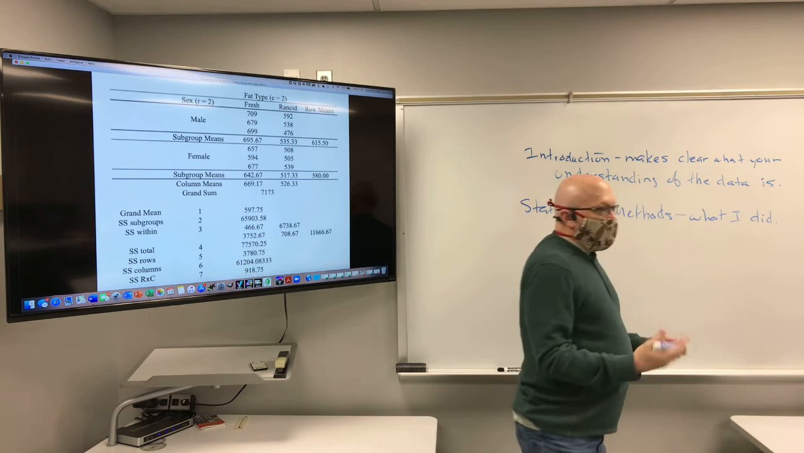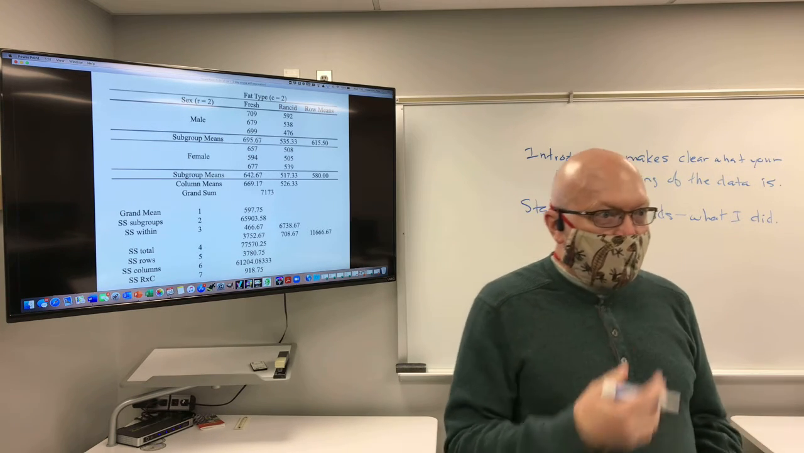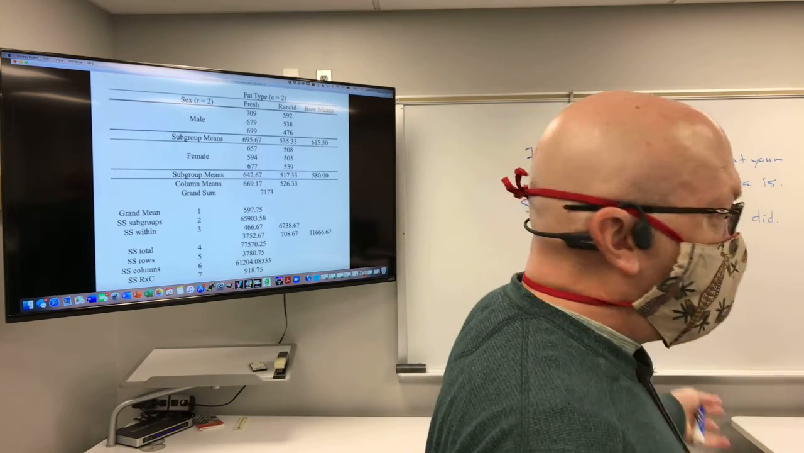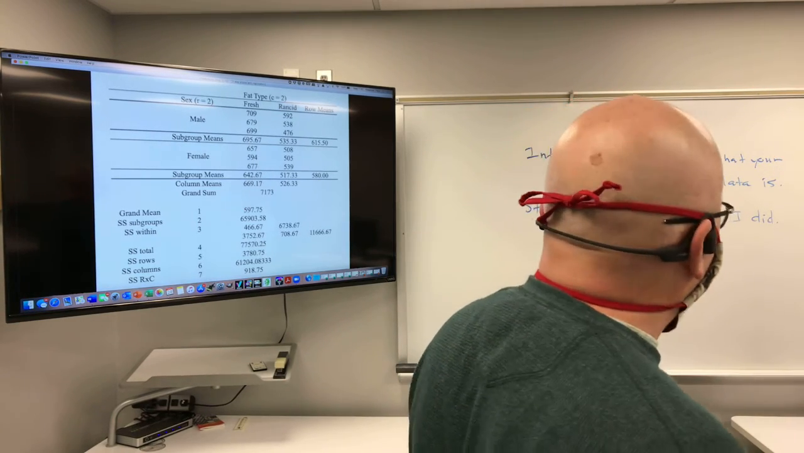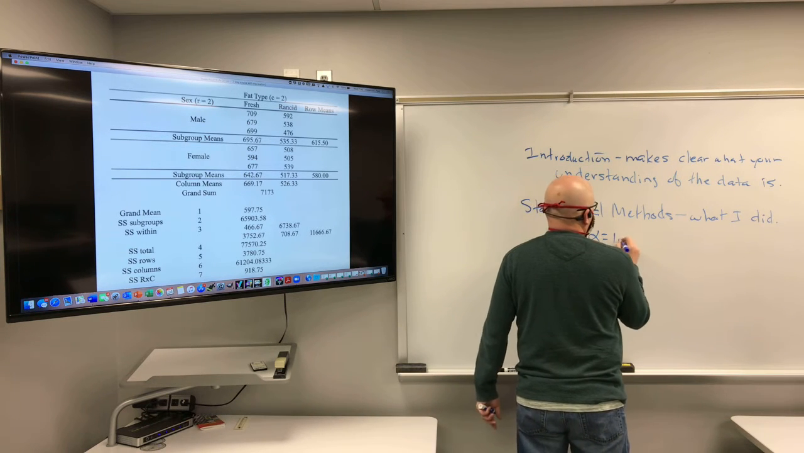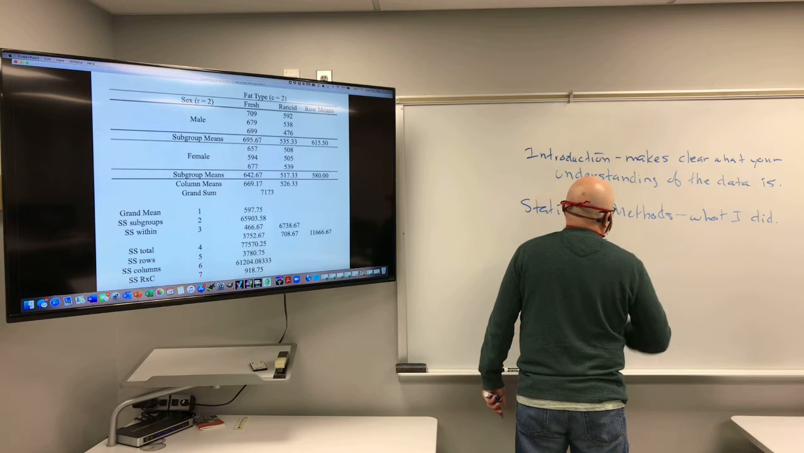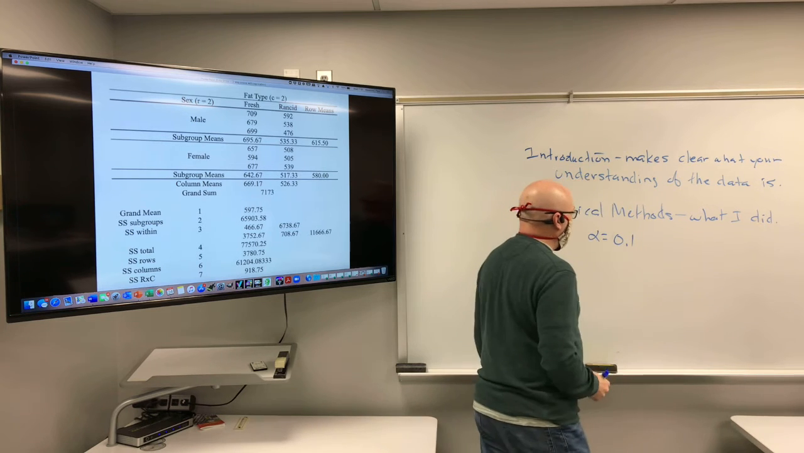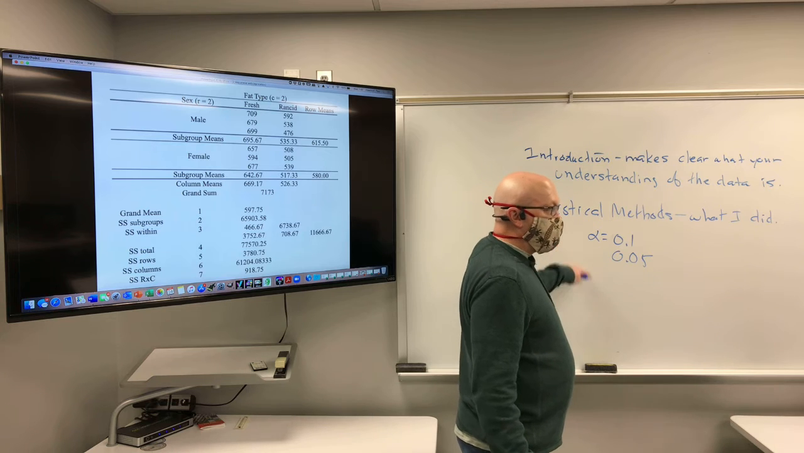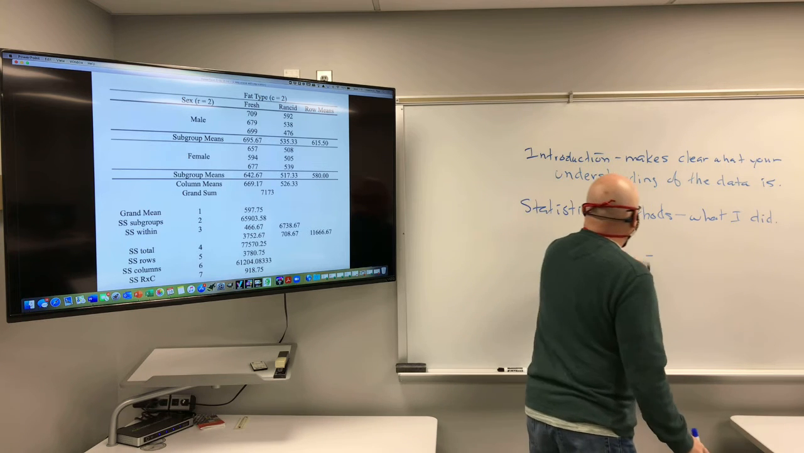This is where you include the methods. You also include any sort of data transformations that you needed to do, et cetera, et cetera. This is where you report alpha levels that you're using to make decisions. Maybe the people that you're working for wanted you to use an alpha level of 0.1 rather than an alpha level of 0.05 for decision making. That's where that would appear, et cetera, et cetera.